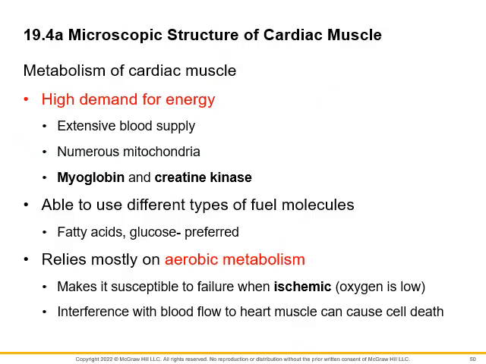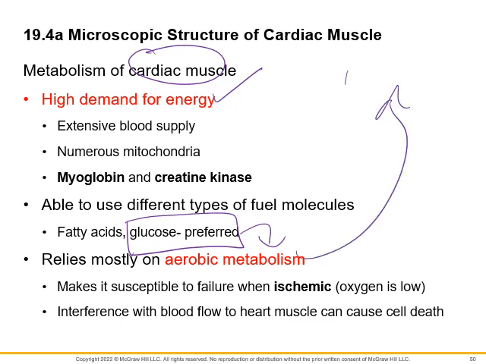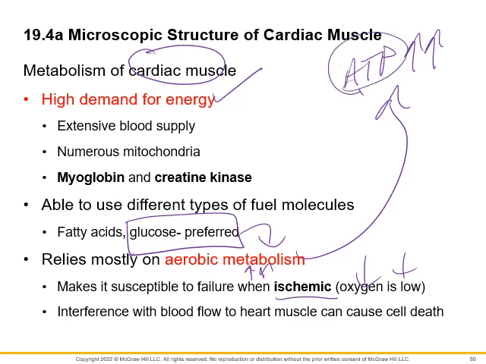So last slide, kind of bottom line, cardiac muscle, high demand for energy. What type of fuel preferred? Glucose. What is it doing with the glucose? Aerobic metabolism. Why? Because this generates the most ATP. If oxygen is too low, you cannot do aerobic metabolism. You're not generating enough ATP. This low oxygen or ischemia or ischemic event is going to interfere with the heart muscle and cause cell death.